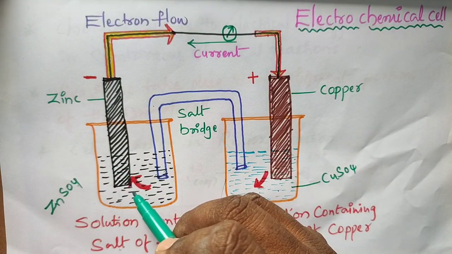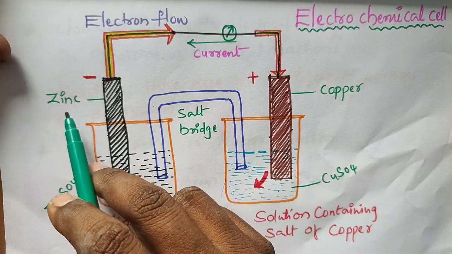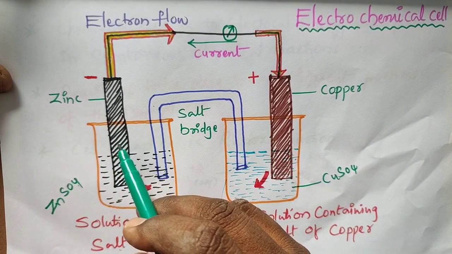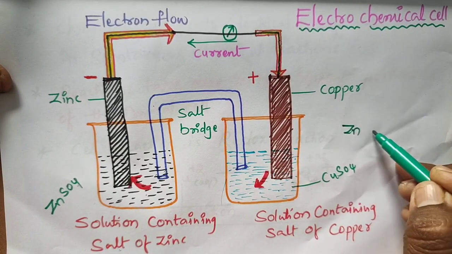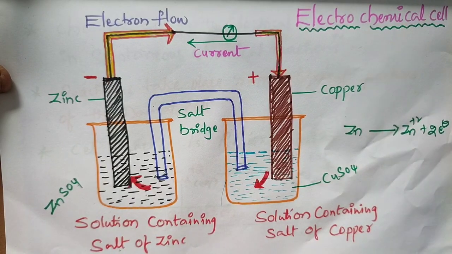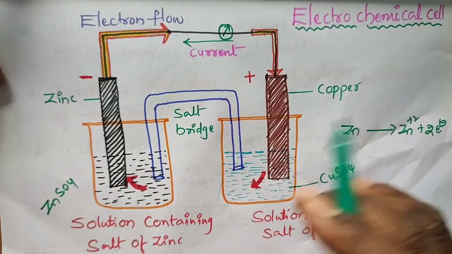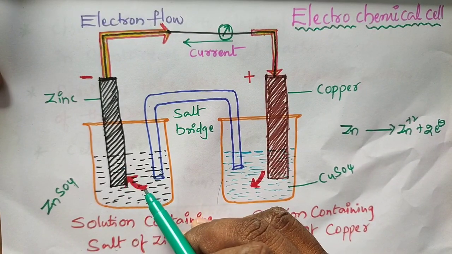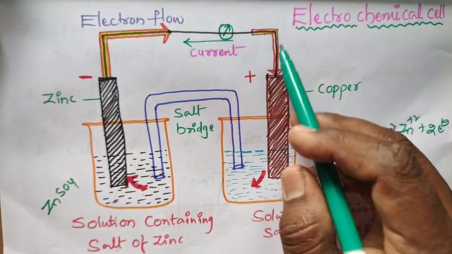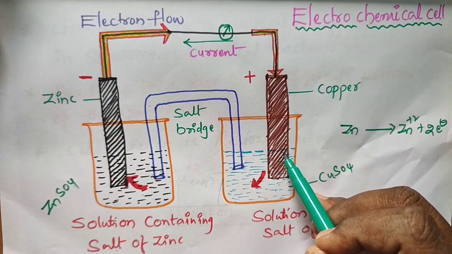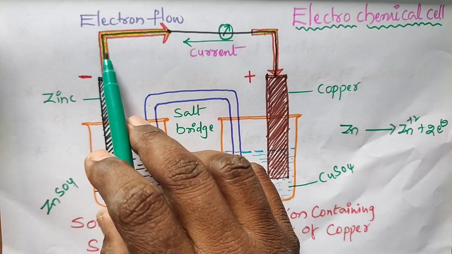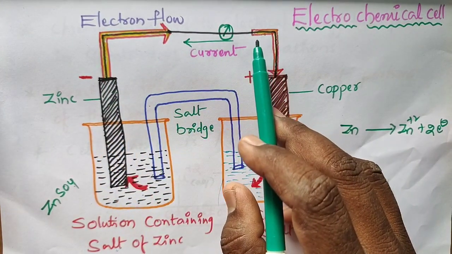Because the zinc is going to ionize, that means zinc ionizes as Zn2+ by liberation of 2 electrons. Two electrons are liberated by the zinc, so Zn2+ ions are released. Okay, so the electrons flow from this electrode to this electrode in this way. Electron flow takes place, and the opposite of electron flow is current.